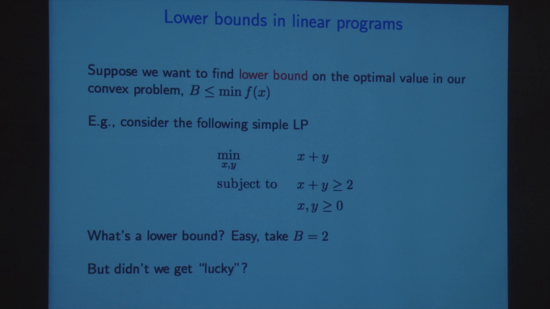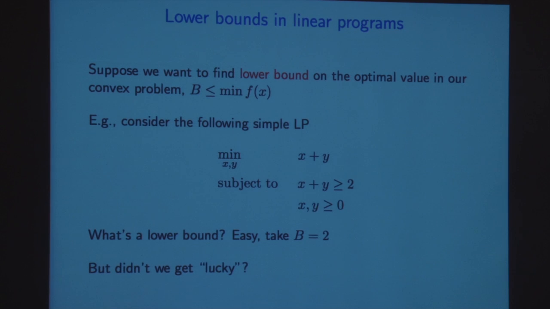Okay? Just stare at that for a second, because it may be so obvious that it seems confusing, but that's all the point I'm trying to get across. One of the constraints says x plus y is bigger than or equal to 2, so clearly at optimality we have to have x star plus y star being bigger than or equal to 2 as well. Therefore, 2 is a lower bound on the optimal value of our linear program. So you may say, okay, well, we just got lucky, right?